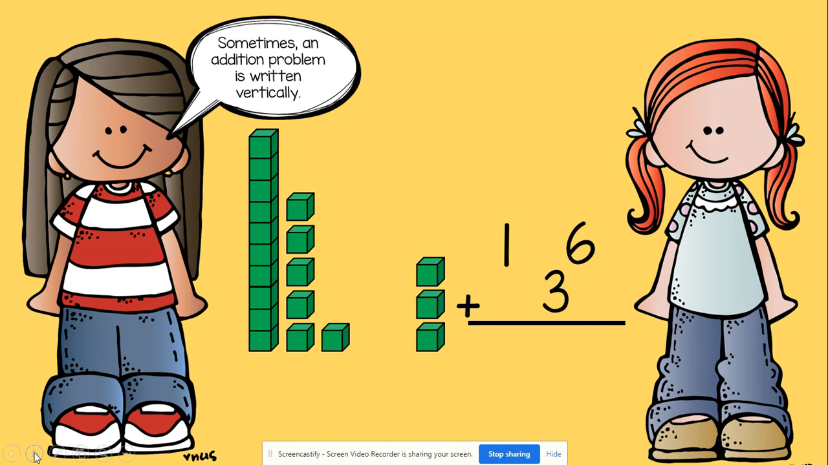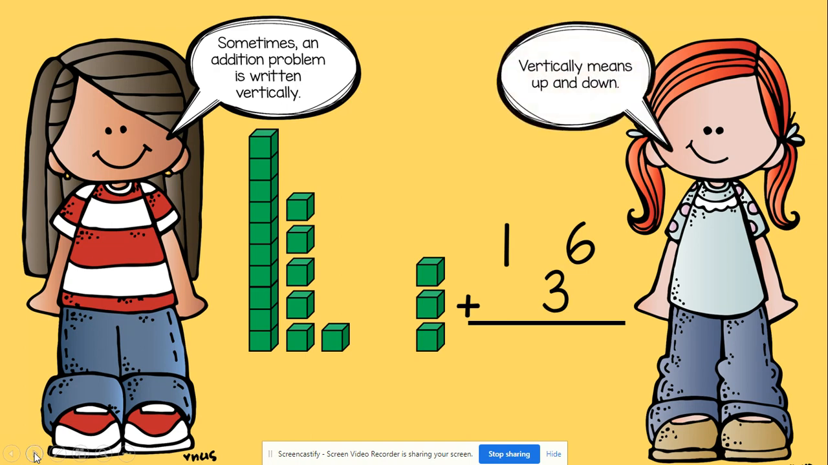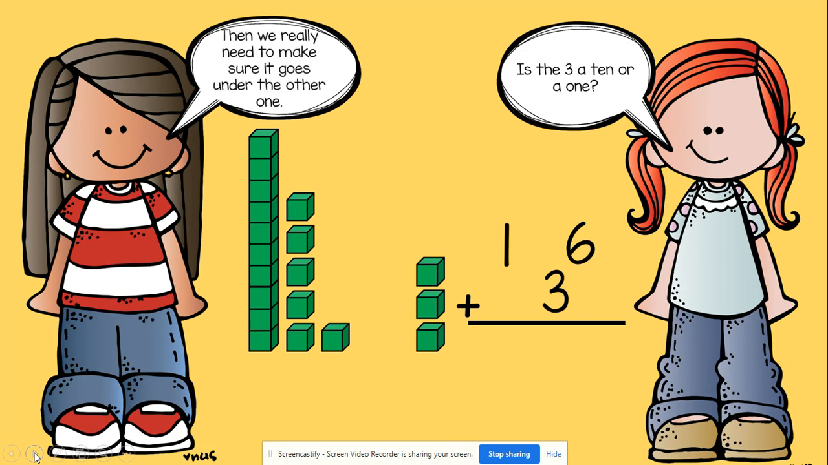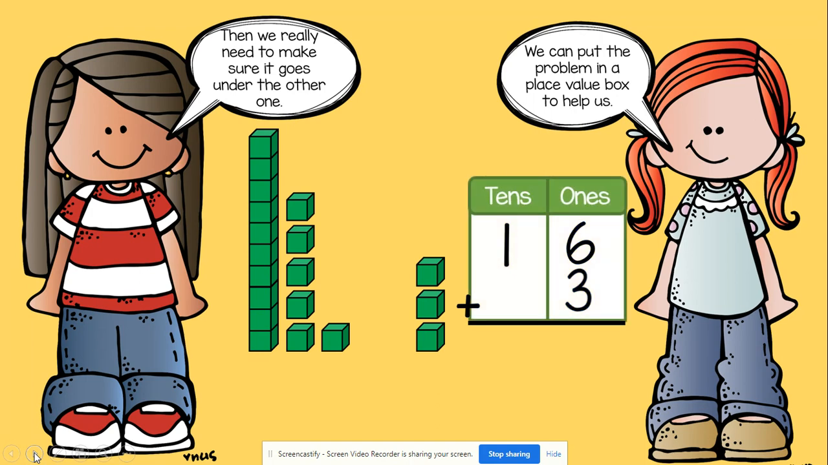Sometimes an addition problem is written vertically. Vertically means up and down. Is 3 a 10 or a 1? Yeah, 3 is a 1. So we really need to make sure it goes underneath of the 1. That's how we'll set up our problem. We can put the problem in a place value box to help us.